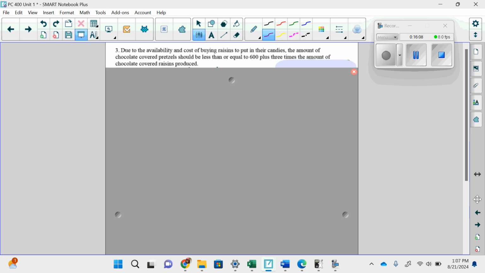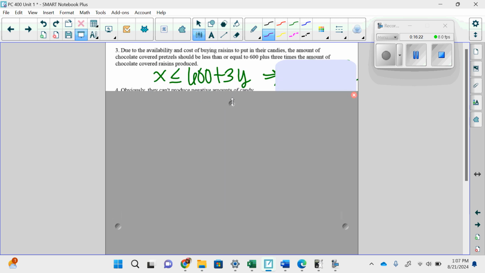Oop, I skipped too many. And due to the availability and cost of buying raisins to put in their candies, the amount of chocolate-covered pretzels should be less than or equal to 600 plus 3 times the amount of chocolate-covered raisins produced. So X, which is the number of chocolate-covered pretzels, should be less than or equal to 600 plus 3 times the amount of chocolate-covered raisins produced.